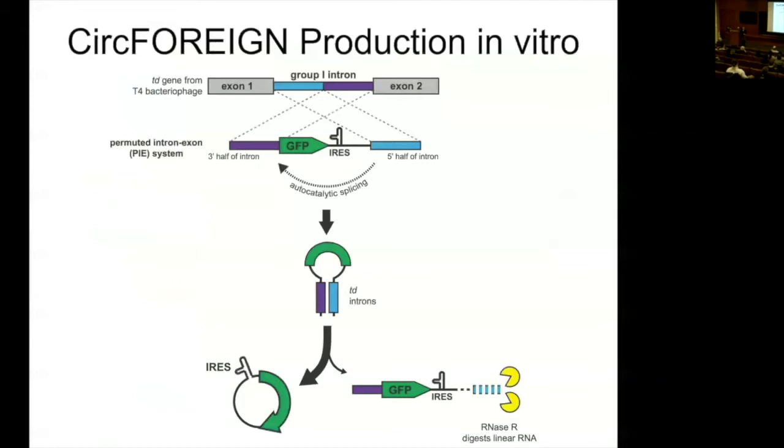And so we can form this circular RNA. And we designed the sequence such that in the linear form, an internal ribosome entry site is downstream of our open reading frame. And during circularization, the IRES becomes upstream, enabling translation of this open reading frame. This process during in vitro transcription also generates some linear RNA byproducts, which become substrates for an exonuclease called RNase R. So we were able to generate the circular RNA, which I'll call CircFOREIGN for the rest of the talk, characterize it and purify it to homogeneity.